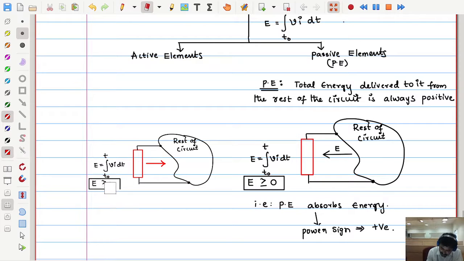When this happens, the energy will become negative, less than 0. That means negative. So that means active elements (AE) supply the power or energy.